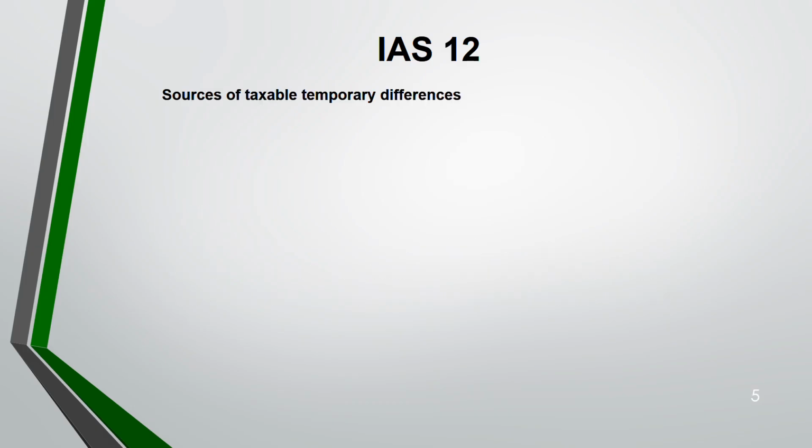So now, what are the sources of taxable temporary difference? That means if these things are there, the temporary differences that you have will be taxable. That means carrying amount is more than the tax base. Number one, depreciation of an asset is accelerated for tax purpose. Okay. That means they are giving you more tax allowable expenses to deduct. That will reduce your tax base.